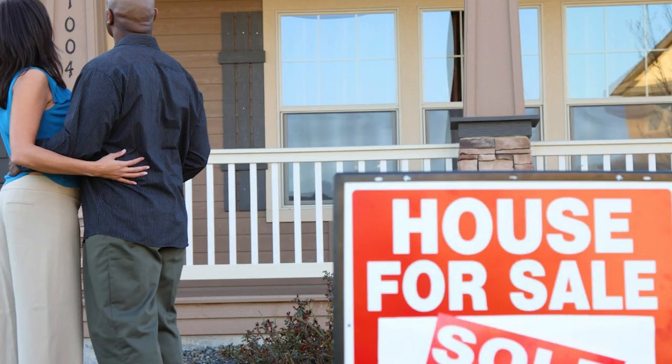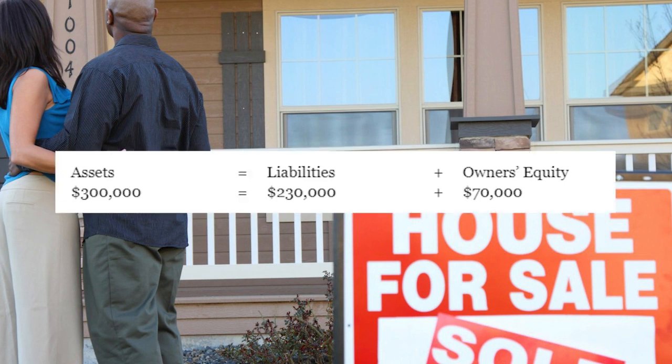Let's say Lisa owns a $300,000 home. To pay for this home, she took out a mortgage on which she still owes $230,000. Lisa would be said to have $70,000 equity in the home. Applying the accounting equation to Lisa's situation would give us this: assets is $300,000, liabilities is $230,000, and owner's equity is $70,000. In other words, owner's equity, the part that usually confuses people, is just a plug figure. It's simply the leftover amount after paying off the liabilities and debt.